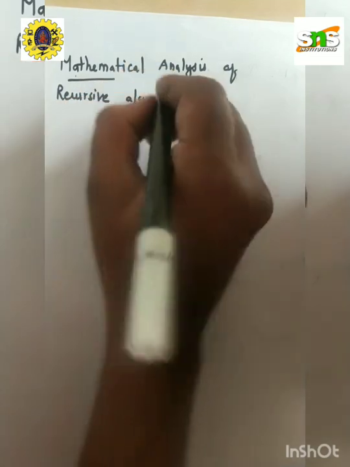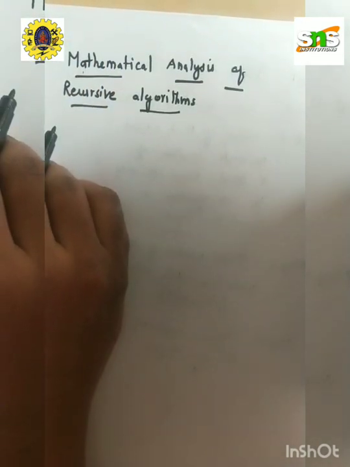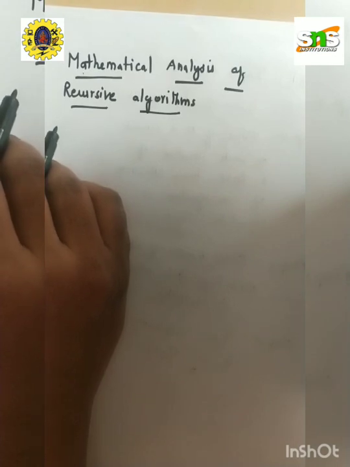with examples, two examples each section. So today we are going to discuss the steps for analyzing recursive algorithms and a few examples.